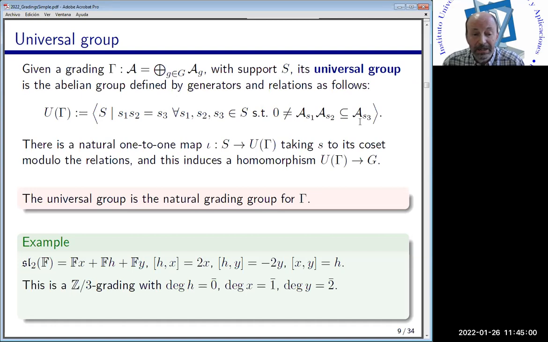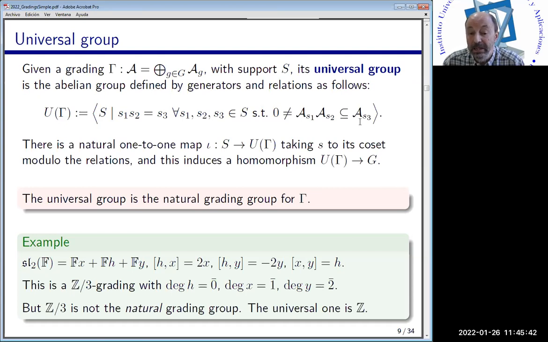But see, this is not the natural group. Just the way the multiplication behaves, the way the homogeneous components multiply, impose that the degree of H must be the neutral element of the grading group. But the only other restriction that the multiplication of homogeneous components impose is that the degree of X and the degree of Y must be inverses one of the other, or opposite, depending whether we use additive notation or multiplicative notation.